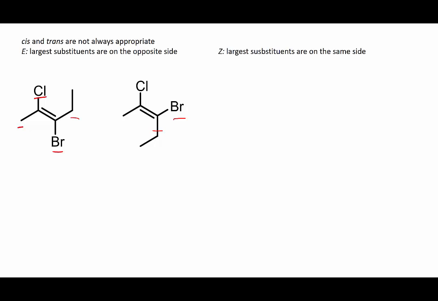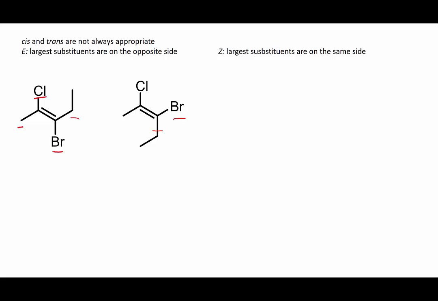It turns out that cis and trans aren't always appropriate. So let me give you an example. In this case, we have a methyl group, a chlorine, a bromine, and an ethyl group. Notice the position of the bromine and the ethyl group here change. If we were going to use cis or trans, you should remember that we have to have two identical substituents on either side. So if we had two chlorines, one on the left, one on the right, we could use cis or trans. In this example, we can't do that. Instead, what we will designate these as either E, where the largest substituents are on the opposite side, or Z, where the largest substituents are on the same side.